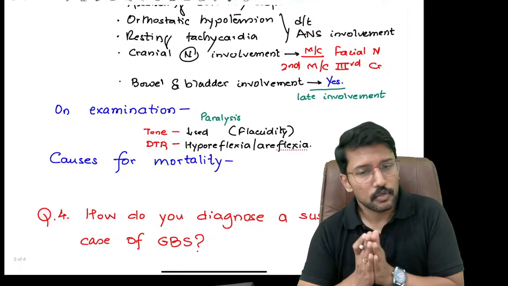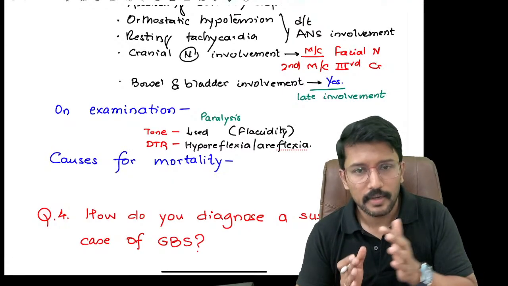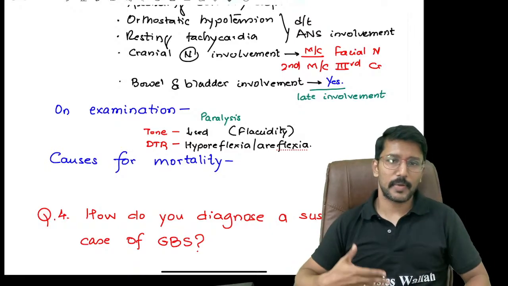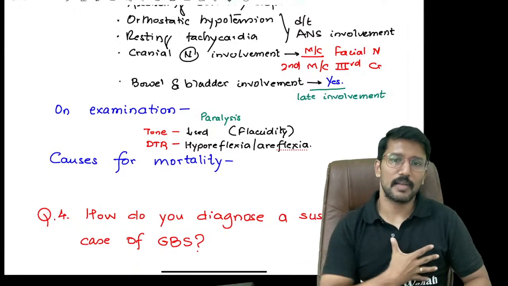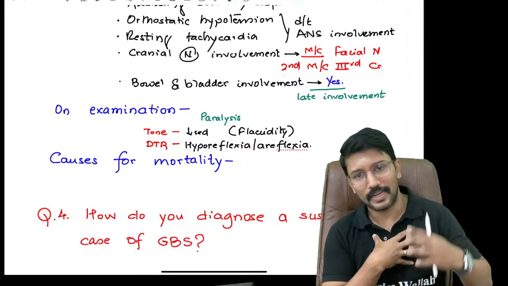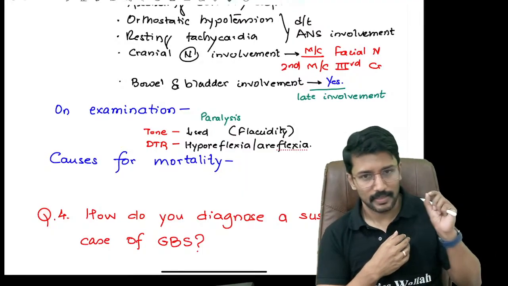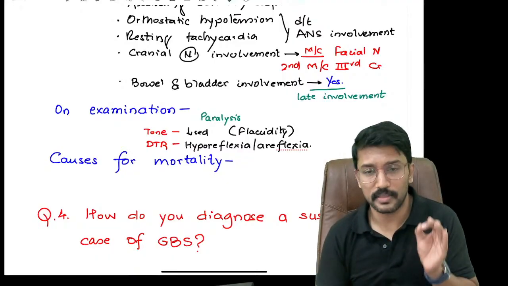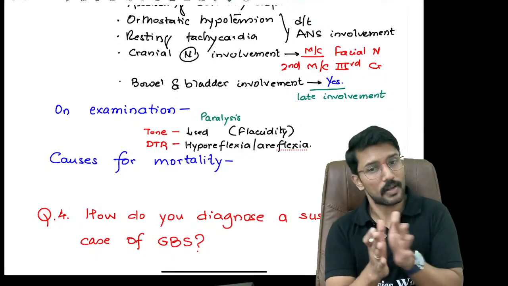Yes, GB syndrome patients often die, and there are two possible reasons for death. Number one, as the ascending paralysis ascends further up, there can be involvement of the diaphragm and the other muscles of respiration. That can lead to respiratory paralysis. In the past, that used to be the most common cause of death in patients with GB syndrome. Today, it is not a big concern.